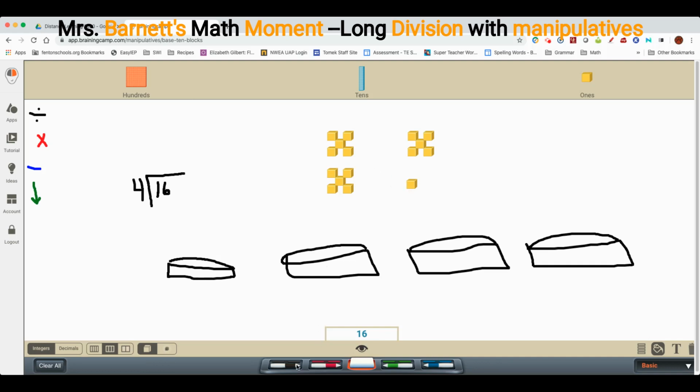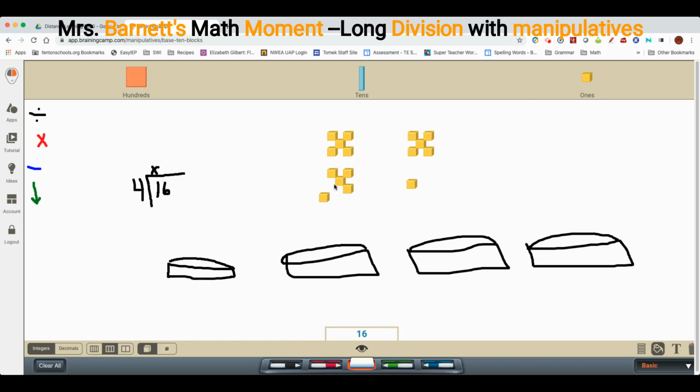So for my first division problem, I did not put anything here. I left it blank, or I like to put an X there, or I like to put a 0. You could technically do nothing. And I now have 16. Can I divide these 16 among these 4 baskets evenly? Yes. And if I can't do it evenly, how many would be left over?